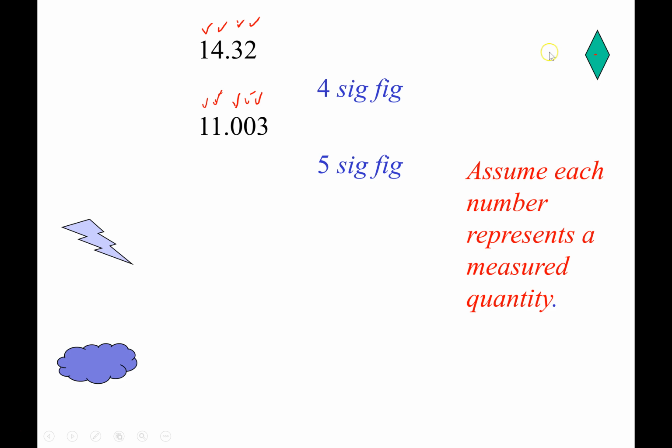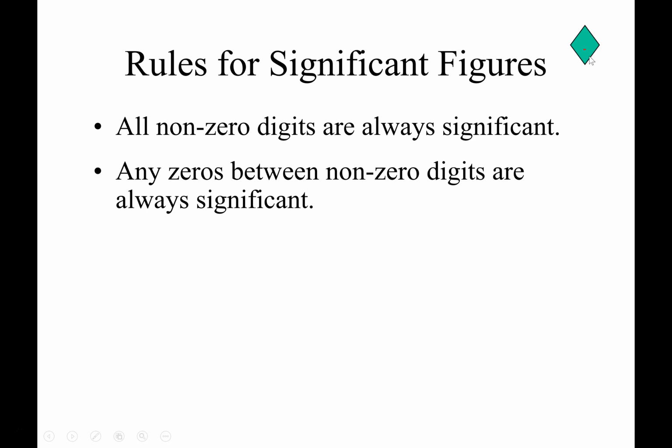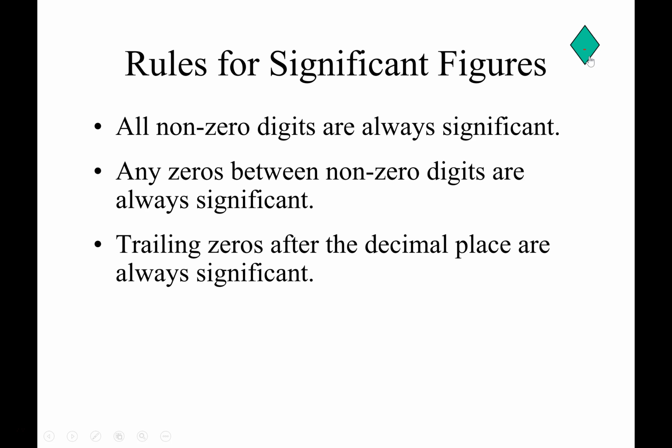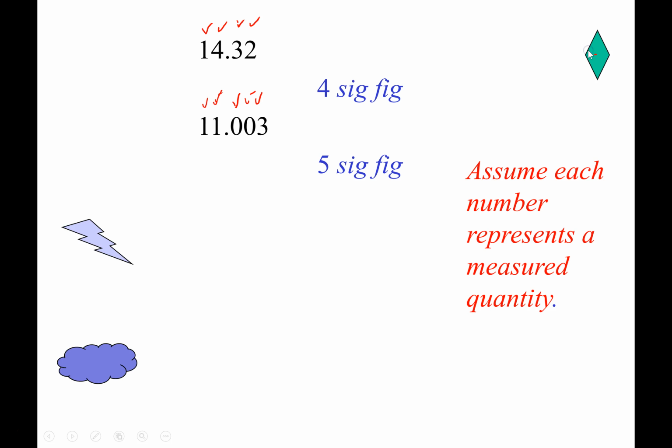The third rule of counting sig figs also has to do with zeros. They're called trailing zeros after the decimal place. Think of a number with a decimal, and then think of zeros after it. They're called trailing zeros. I'll show you what those look like. Here's an example of those.